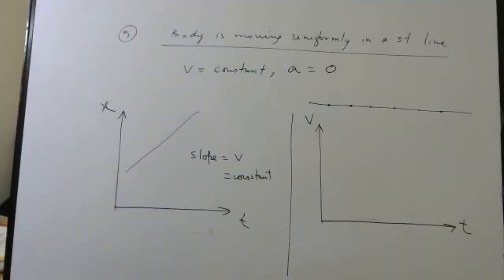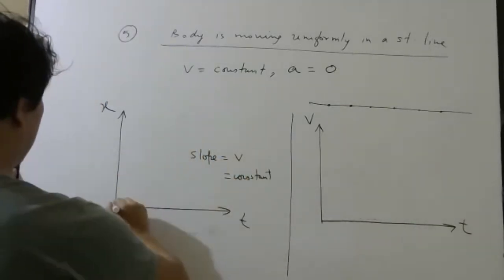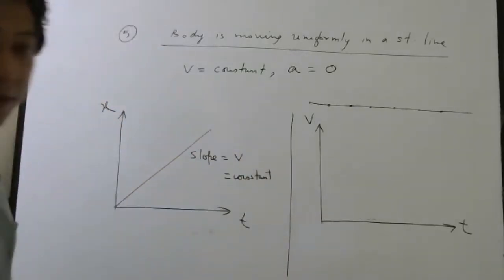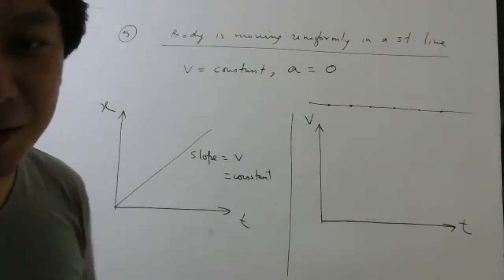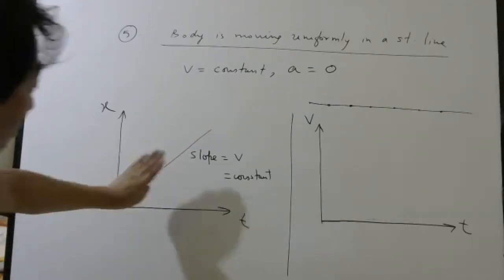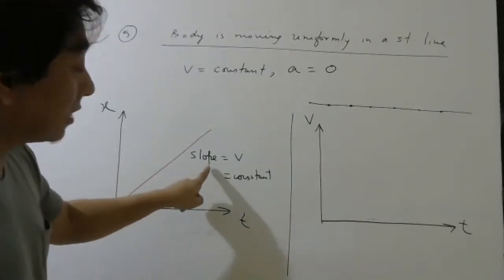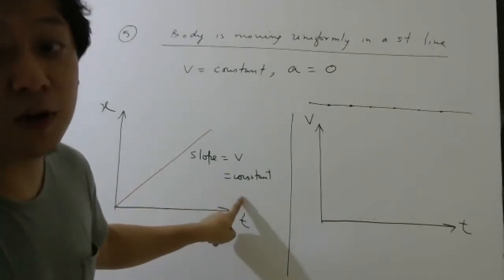Okay, it should be a straight line. You can pass it from origin, no problem, like this. But it doesn't have to start from origin only. It can start from anywhere you want. So this is the graph. Now, if they say negative, then what will you do?